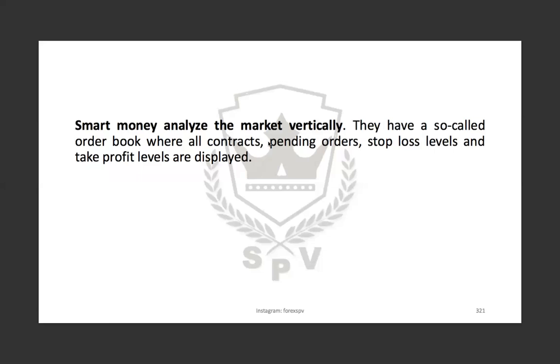So they have the order book where they can see the contracts, they can see the pending orders, the stop loss levels, and the TP levels. And actually, the important thing is seeing the contracts and the pending orders. When I say a contract, I mean that when someone buys in the market, then there has to be a seller in order for that to be a contract.